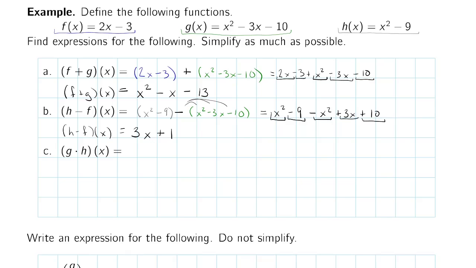What about multiplying? I can take g times h of x, and that's going to be my g of x, x squared minus 3x minus 10, multiplied by my h of x, x squared minus 9. So now I'm multiplying two polynomials. If they were two terms each, we could use the FOIL shortcut. One of them has 3 terms, so I'm going to write out my multiplication as a rectangle. So I'll need 3 columns, 2 rows.